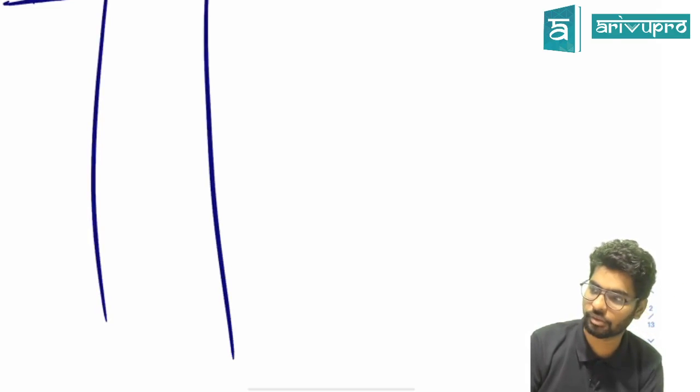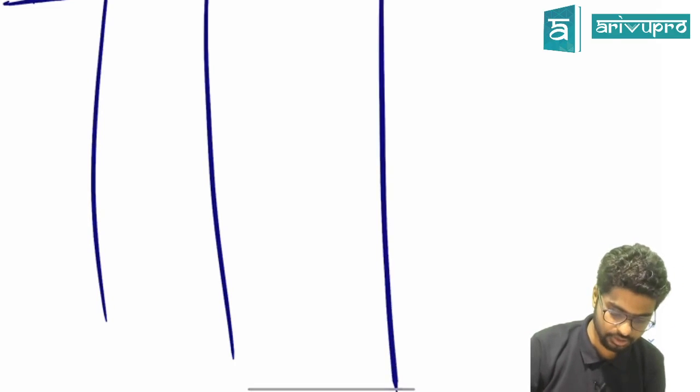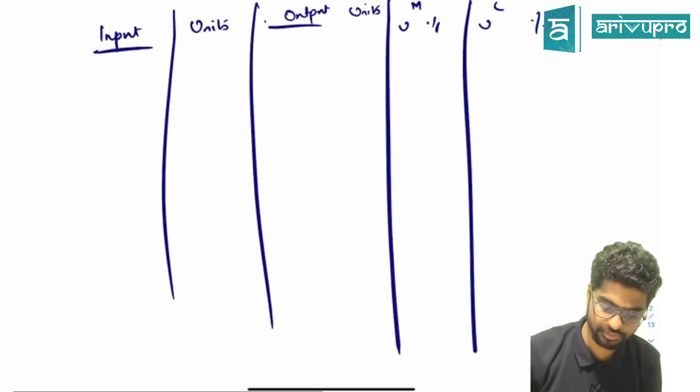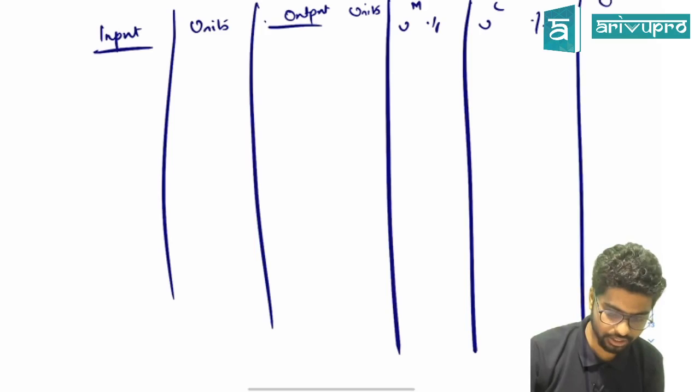then output units, material units and percentages, labor units and percentages, then overheads units and percentages.